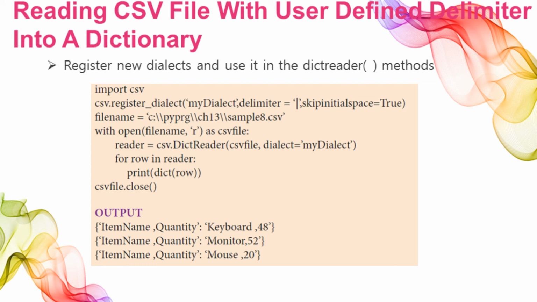Here the output is item name, comma quantity, keyboard, comma 48. Item name, comma quantity, monitor, comma 52. Item name, comma quantity, mouse, comma 20.